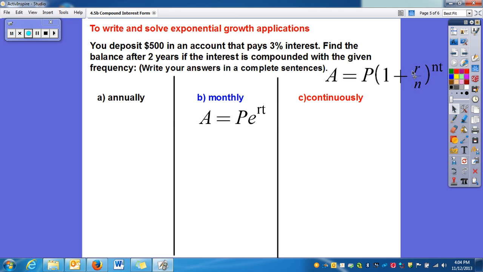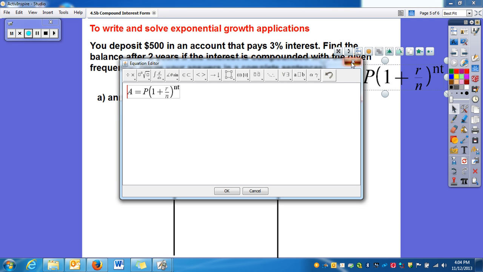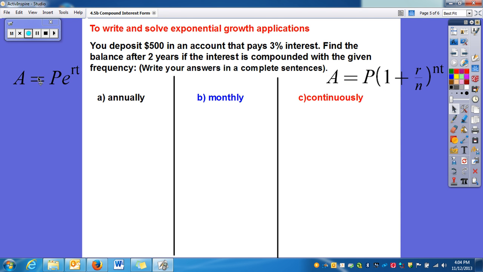Alright, so let's take a look at one example. We're going to do more of this together in class tomorrow. You deposit $500 in an account and earn 3% interest. Find the balance after 2 years if the interest is compounded with a given frequency. And write your answers in complete sentences. So let's look at what everything stands for. In both formulas, we need a P. P is your starting amount, so P would be 500.